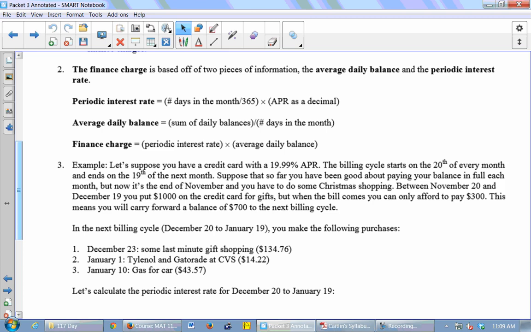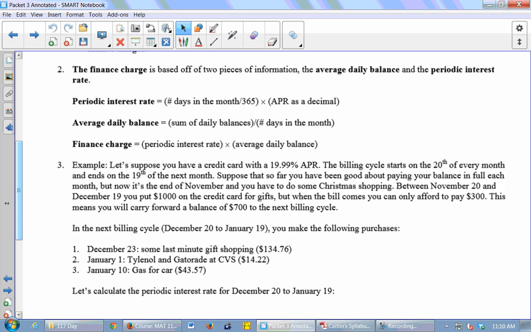So the APR is the thing that your credit card will advertise. You know, you have an APR of 18% or something. And to get your periodic interest rate, you have to know it varies month to month because months have different numbers of days. So we have to figure out how many days are in that month, and then you figure out what fraction of a year that is, multiply by your APR.